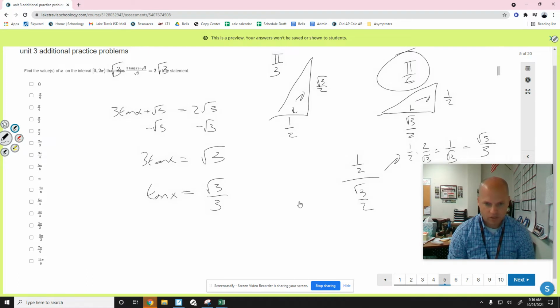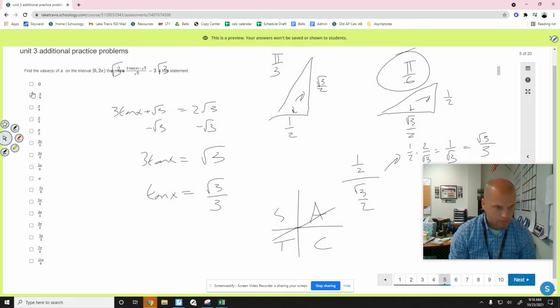We need the pi over 6's when tangent is positive. ASTC: tangent is positive in the first and the third quadrant. So I want this pi over 6 and I want this pi over 6. So 1 pi over 6 and then 6 pi over 6 plus 1 pi over 6 is 7 pi over 6. The solutions are 1 pi over 6 and 7 pi over 6.